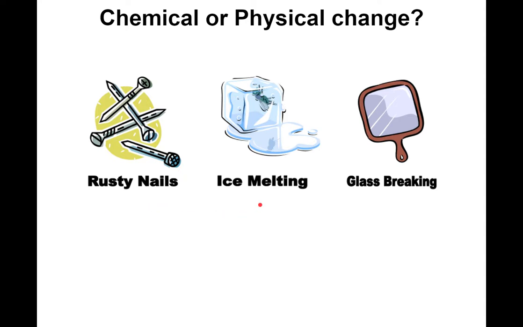Ice melting. Ice melting is a change in state. So that is just physical change. The molecules are the same whether it's water or ice. It's just the relationship between the molecules that changes. Glass breaking. Glass breaking is physical change. So it's just changing the size of the pieces.